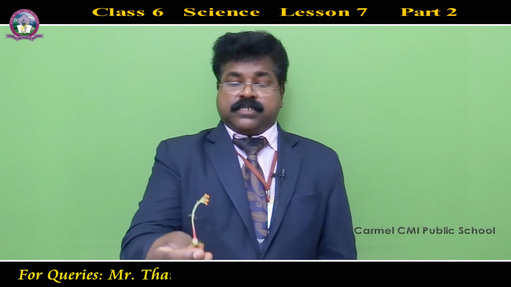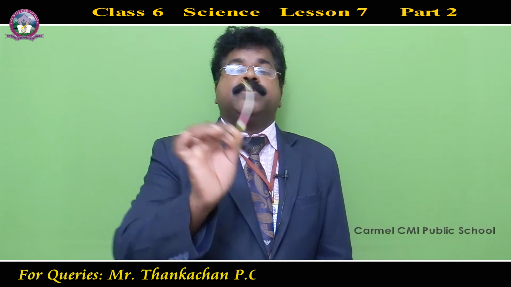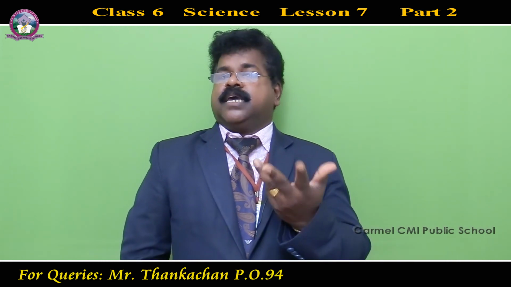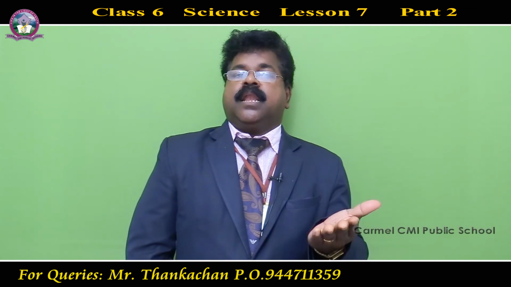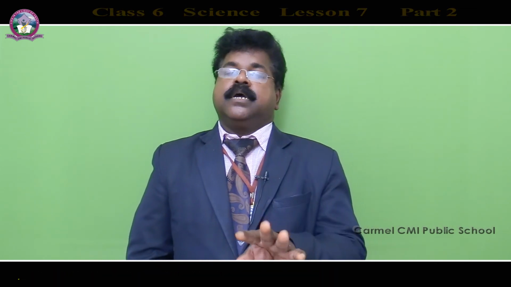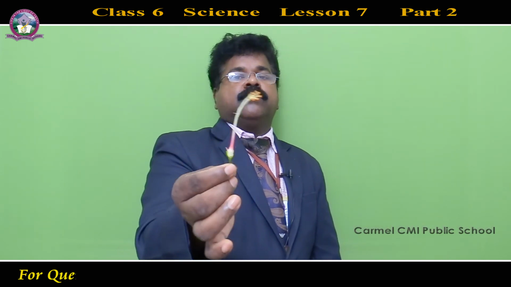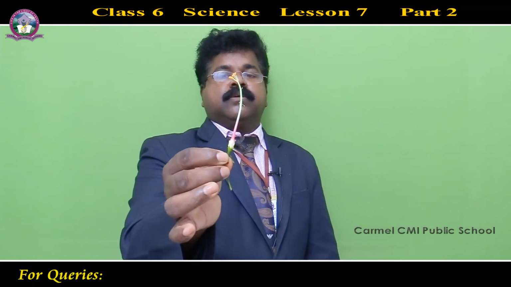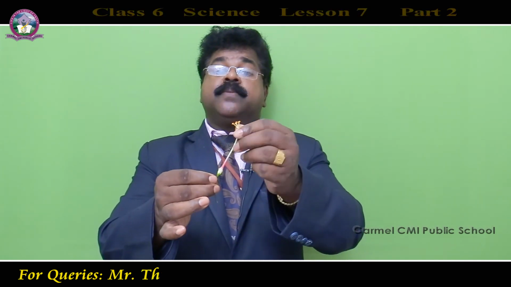Whereas in hibiscus, just now I showed you, both the male and female reproductive parts are present. So hibiscus is a bisexual flower. If both stamen and pistil are present together, then it is known as a bisexual flower. So now I am showing you hibiscus flowers, the female reproductive structure, that is pistil.